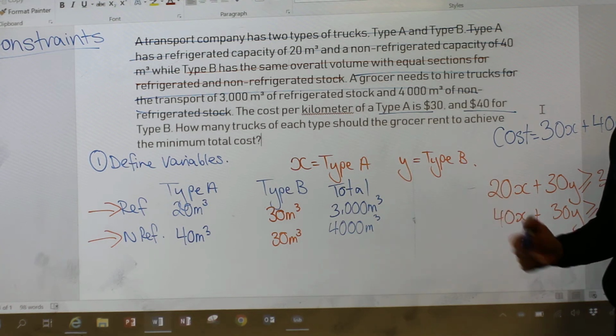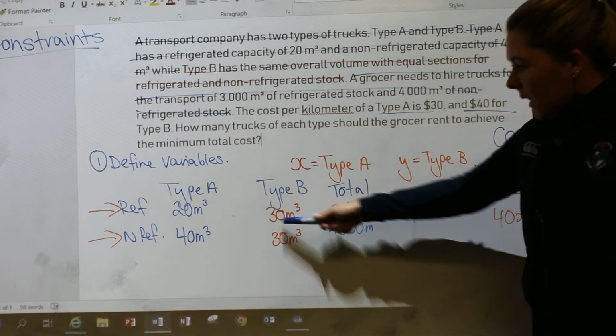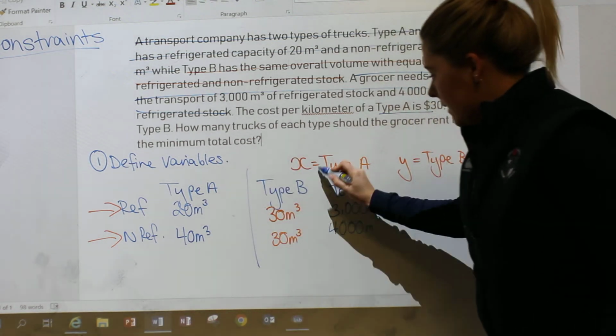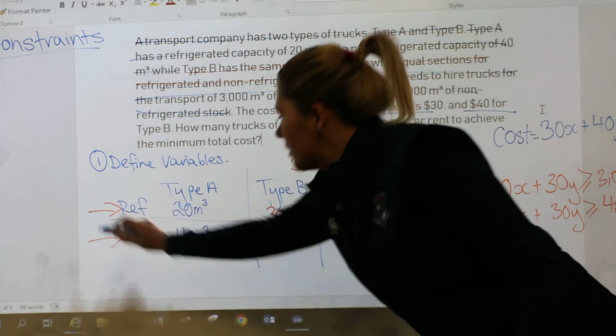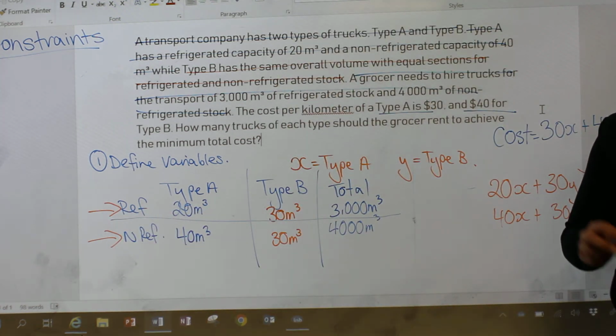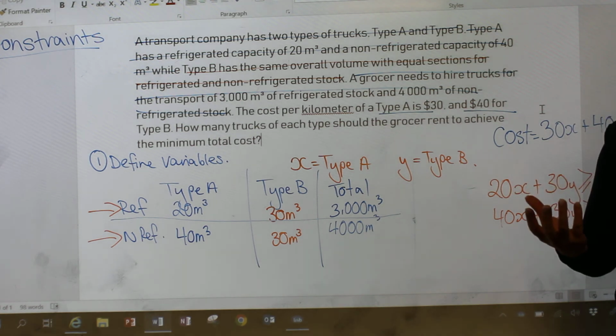So this is just looking at your constraints. You can do it in a table like this and set it up like that, with those two being your two equations there, or you can just do it from what it's saying.